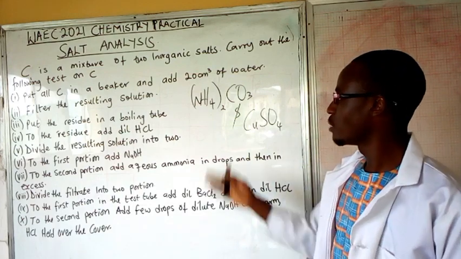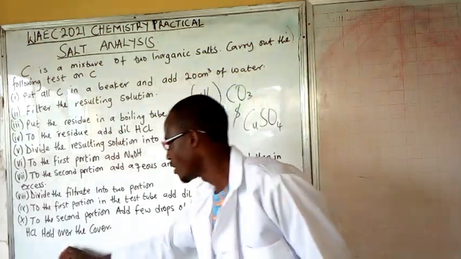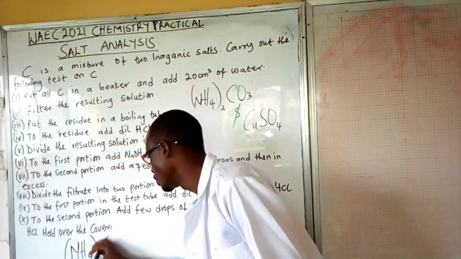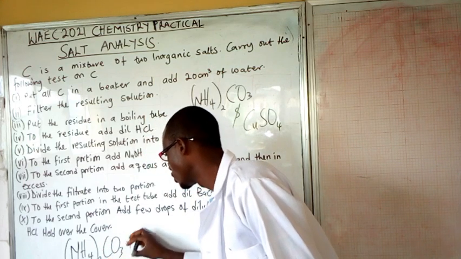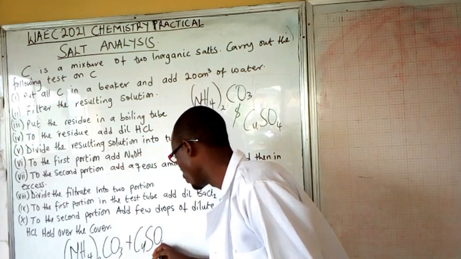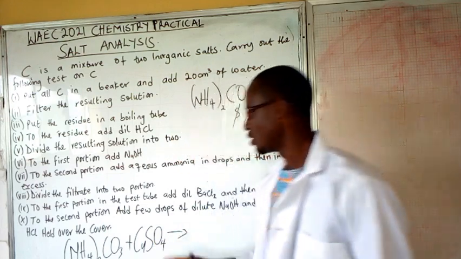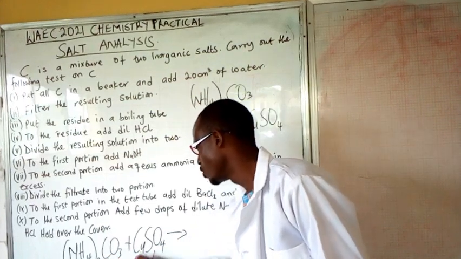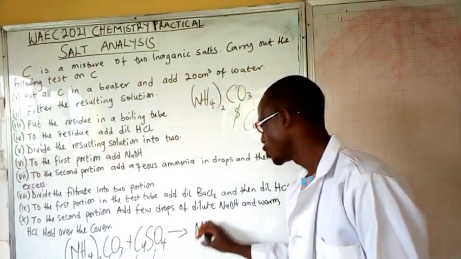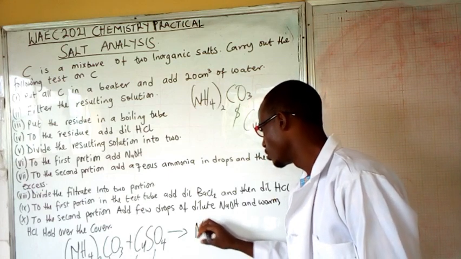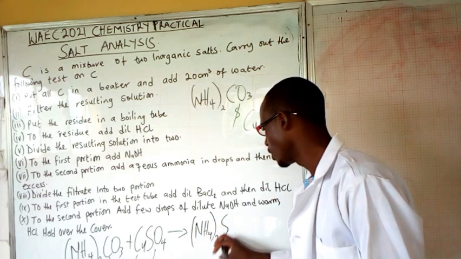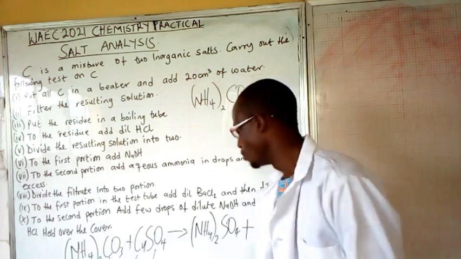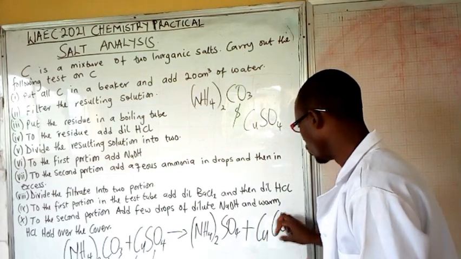If I am to write the equation of this reaction, I will have (NH4)2CO3 plus CuSO4, and that will give the formation of this going with this, and also this going with this. So I'm going to have (NH4)2SO4, then I'm going to have CuCO3.